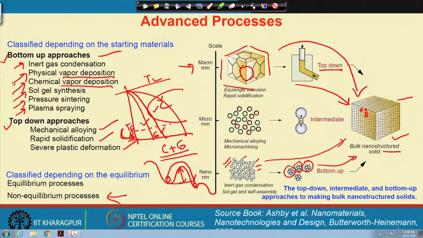So, these are the bottom up approaches. All these are also non-equilibrium processes, and also rapid solidification and mechanical alloying. These are also non-equilibrium processes to achieve, let us say, bulk finer structures. Now, another aspect of mechanical alloying is that we start with, let us say, micrometer or millimeter size particles, and then we take a grinding medium with, let us say, very hard spheres or balls, and then we simply try to make a finer size of those particles. That is a typical ball milling.